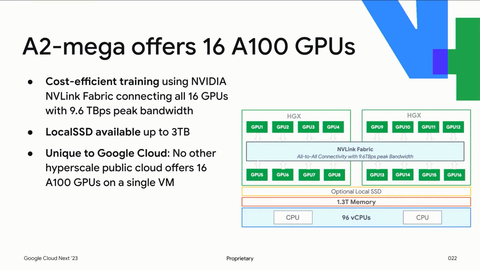I've spoken several times about the diverse options GKE provides for accelerated compute. Our A2 Mega VM is unique among all hyperscale public clouds. It's the only VM offering 16 A100 GPUs on a single VM. With 16 A100 GPUs on a single VM, many customers find that A2 Mega's unique shape can offer superior price performance for training large workloads.